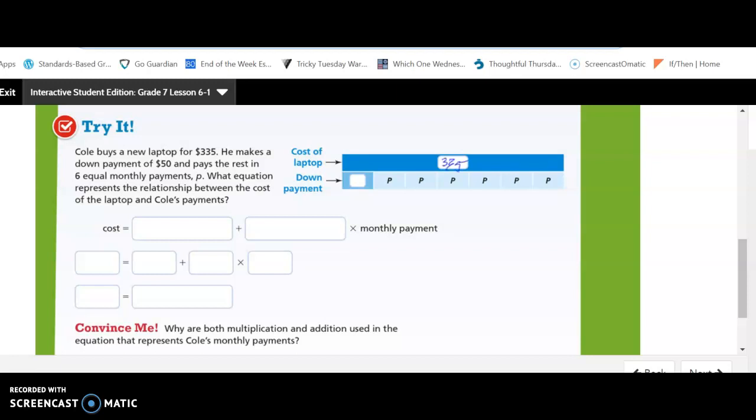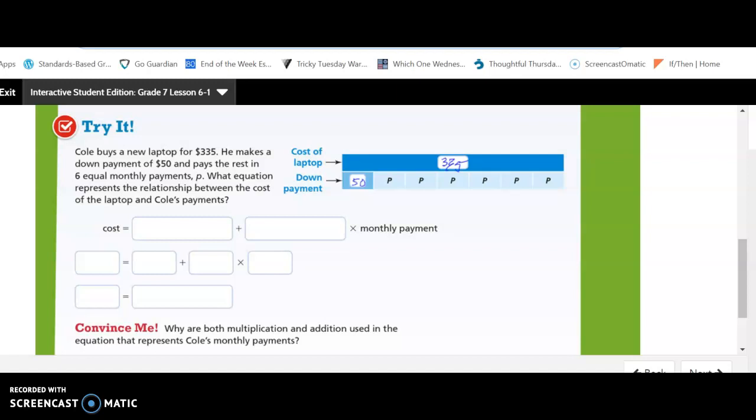Kind of hard to write it in there. You could write it above it if it's a little too small. He makes a down payment of $50. So when he goes to the store, he pays $50 right away, and then he's going to pay the rest over the course of maybe 6 months. So he breaks the rest of the dollar amount into 6 equal payments.